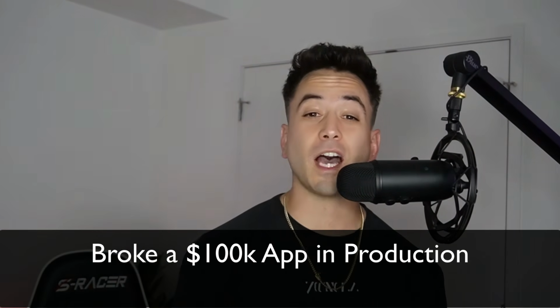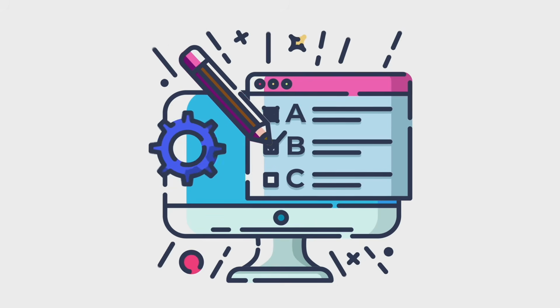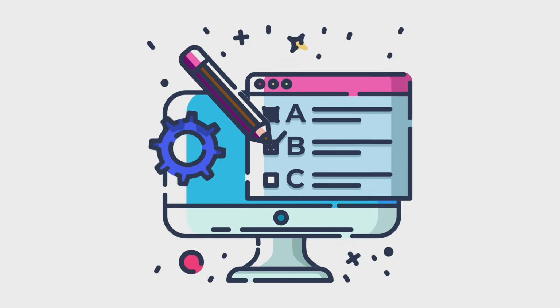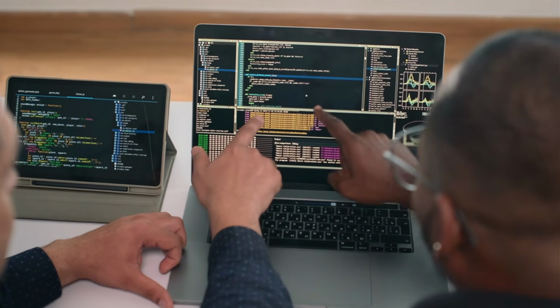This race condition broke a $100,000 app that I'm building in production. And you know what the crazy part is? Everything worked in testing. All the unit tests were passing, everything looked good until we actually shipped this to TestFlight and multiple people started using the app at the same time.